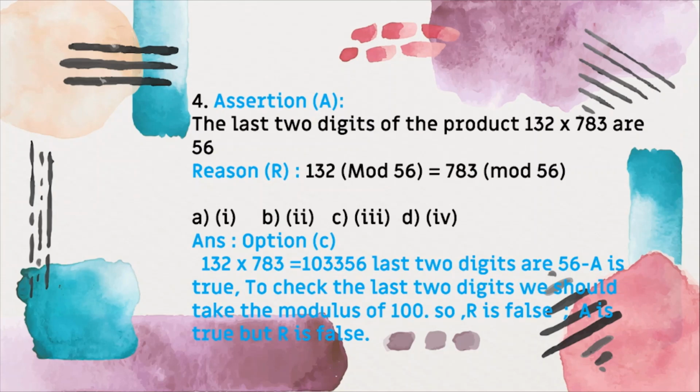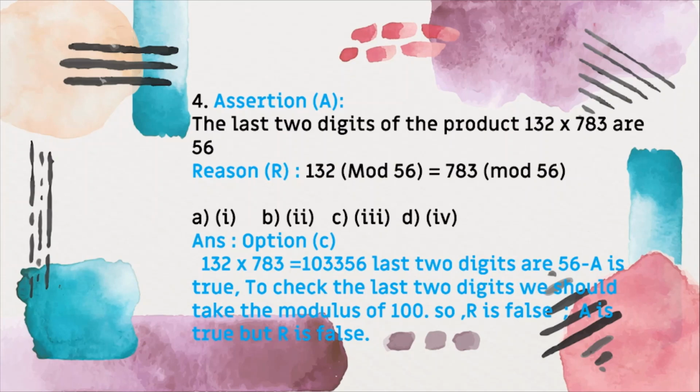132 mod 56 equal to 783 mod 56. The reason is telling that individual modulus are equal. We know when you multiply the assertion part, 132 into 783, you will get a big number, 1,03,356. The last two places are 56. Just by multiplication, we can understand that the assertion is true.